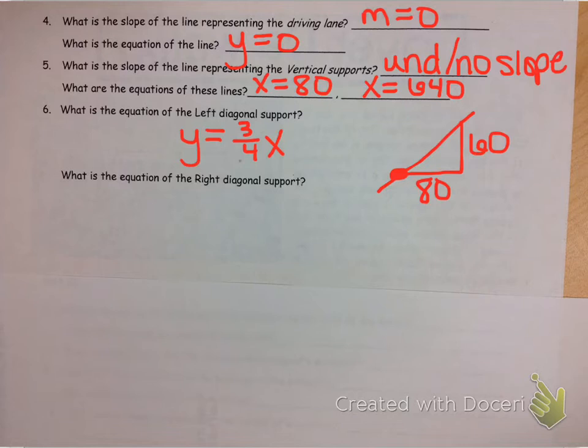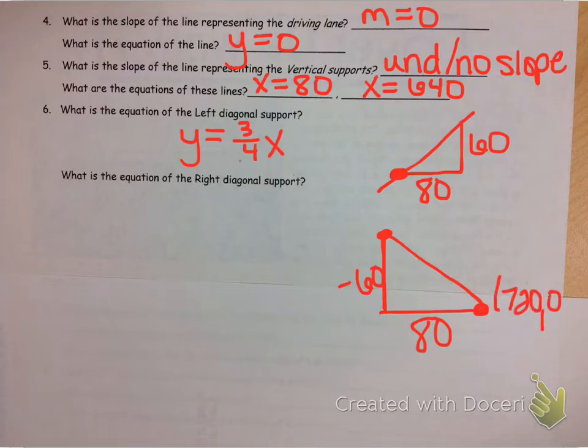And then the right diagonal support is symmetric to it, so it's still running 80, but it's dropping 60. And then we know two of the points through it. It doesn't matter which one you use, and you don't have to write slope-intercept form, but if you use the 720, 0, it is easier, because then when you start out in point-slope form, oops, eraser right there.